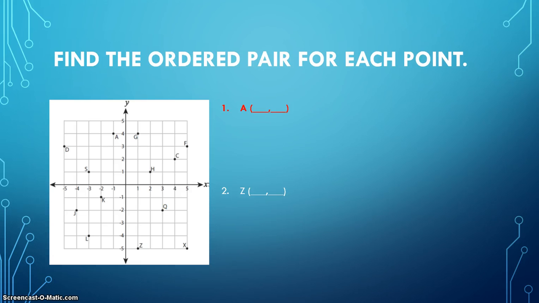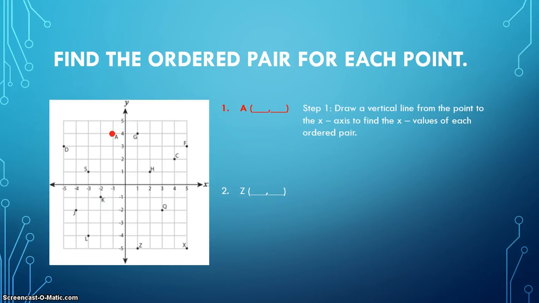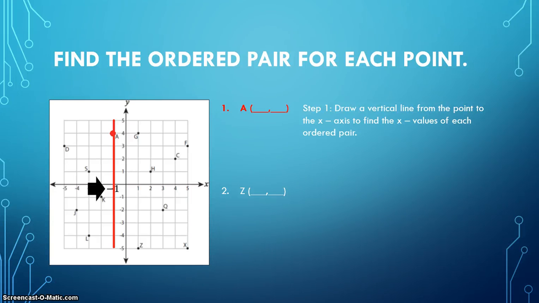Alright, so since we're going to look for that point, we're going to highlight where A is on the coordinate grid so we know. So now we can see where it is. And as you can see, it's in the top left-hand corner. Now that we have spotted that, I'm going to first draw my vertical line to find the x value. Notice my vertical line is red. And since I drew that, I can easily see that it touches the x-axis at negative 1. Since I know that, I'm going to put negative 1 for my first number in the ordered pair.